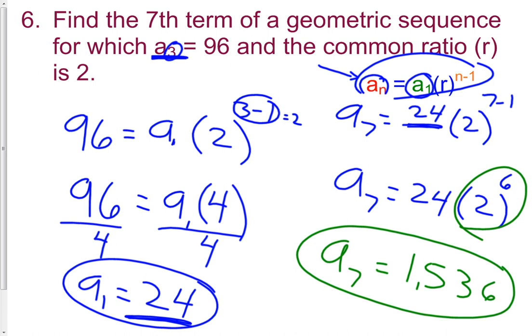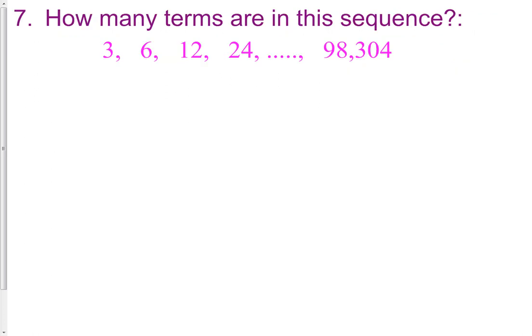All right, let's try one more. How many terms are in this sequence? So we know the first term is 3, the second term is 6, the third term is 12. We can now find our common ratio. What is our common ratio? How do you get from one term to the next? Quite simply, you just multiply by 2, right?